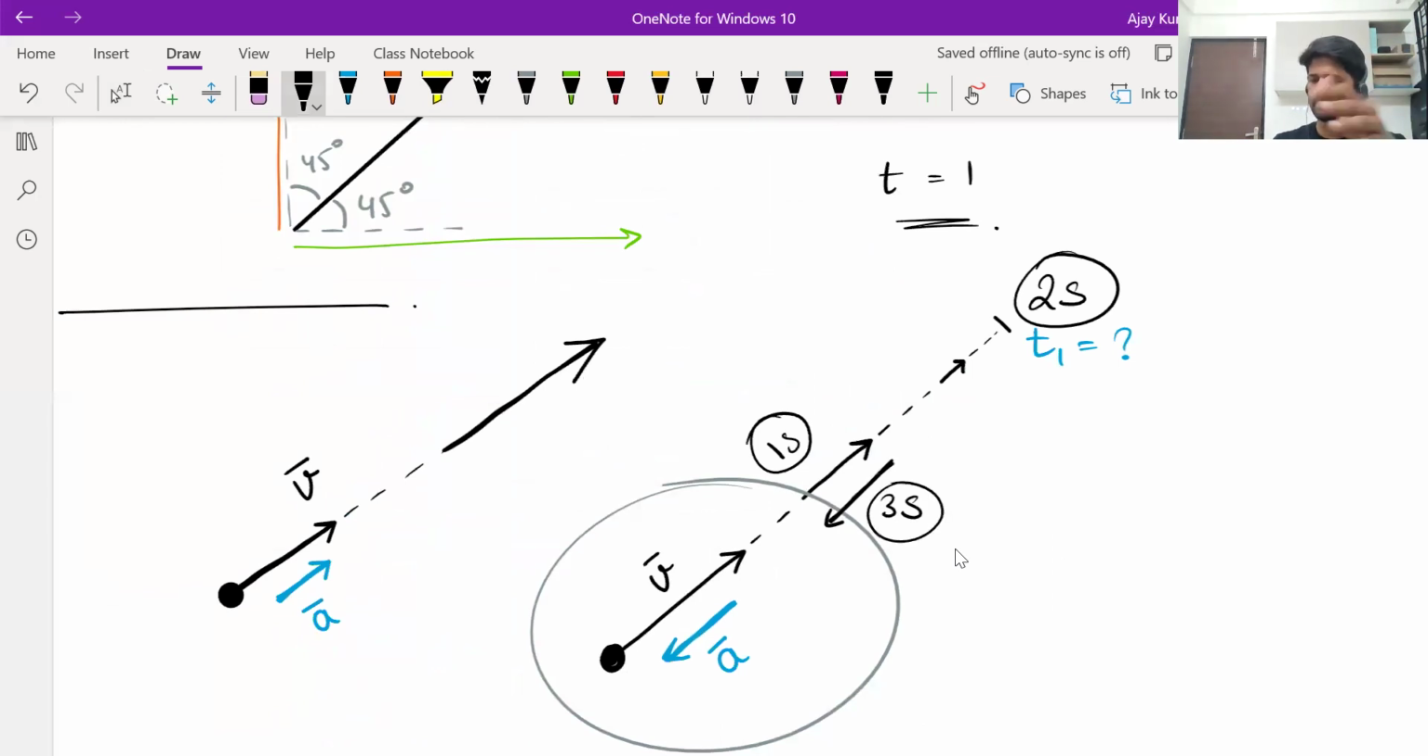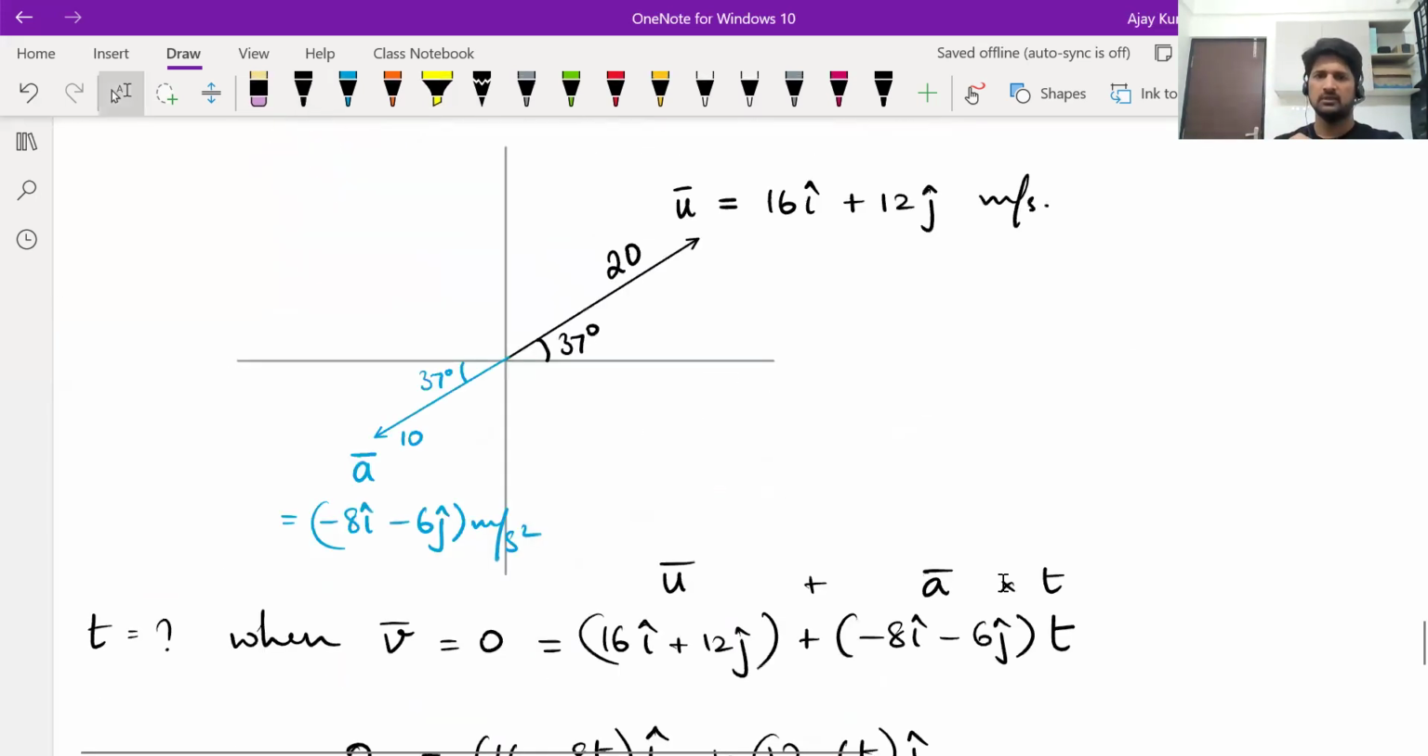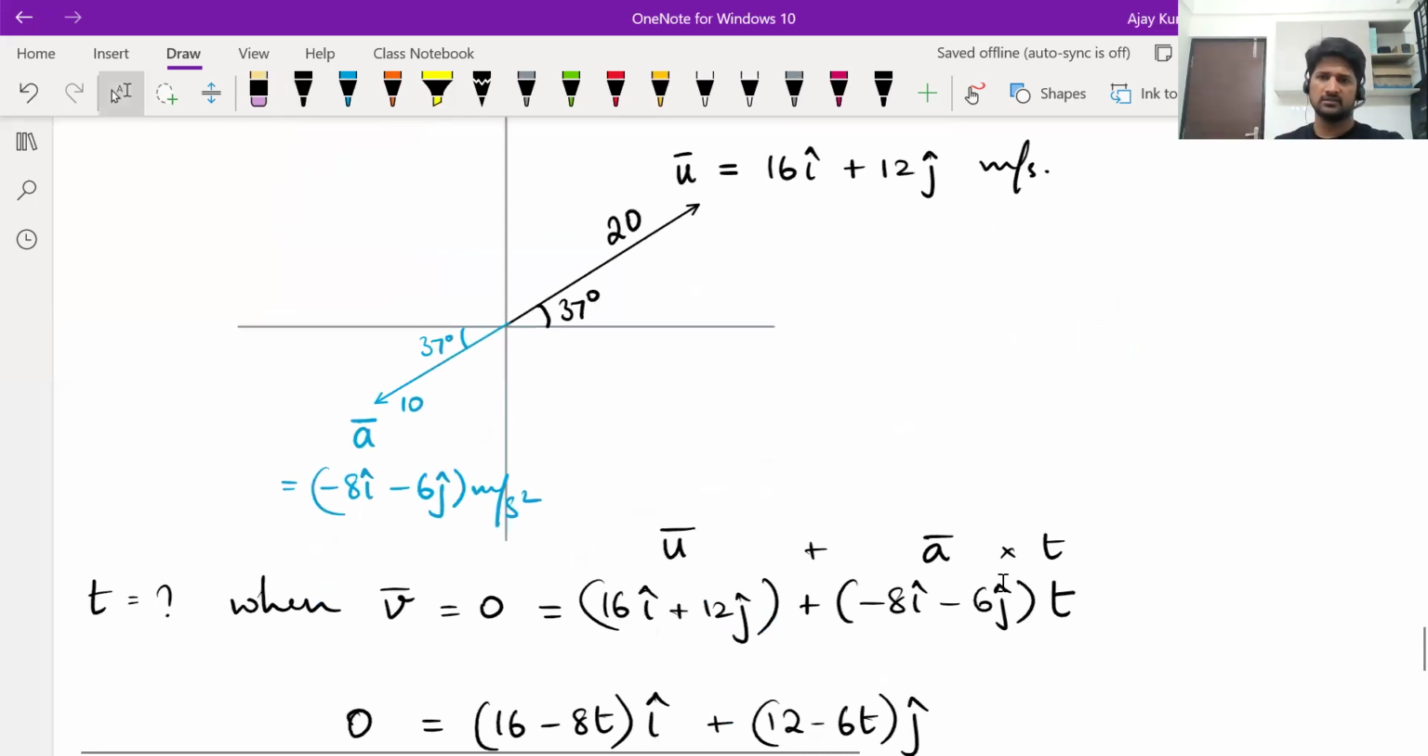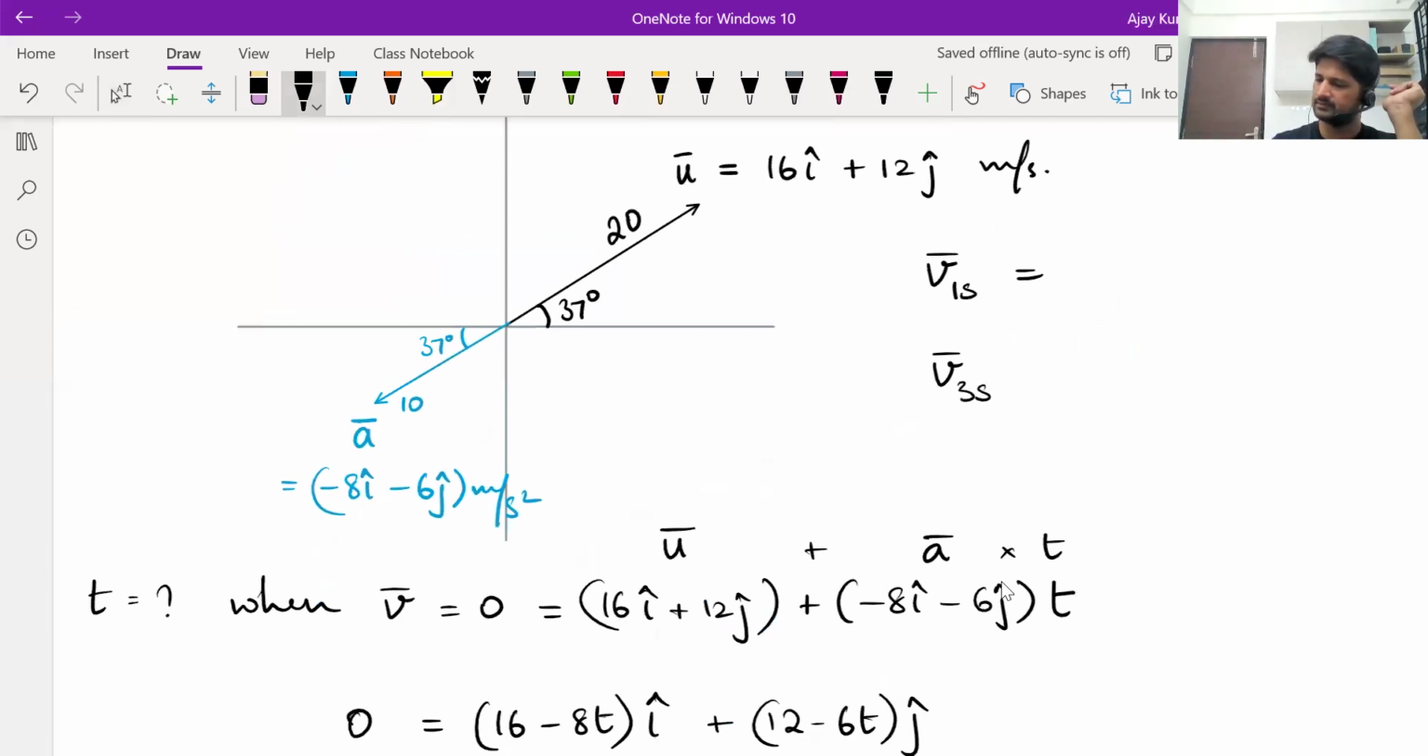And from what we expect, at 3 seconds, the velocity should be exactly opposite to the first velocity or initial velocity. So we are going to check this now. So you know the initial velocity, you know the acceleration. Do this, all of you. What is the velocity at 1 second? And what is the velocity at 3 seconds? Calculate them first, then we'll check the direction.